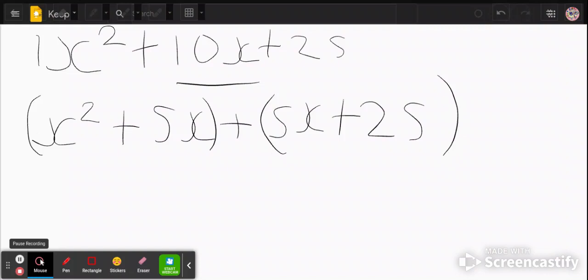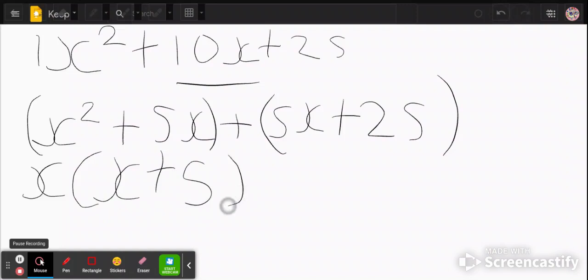So now, what is common to x squared plus 5x? X. So now we're going to divide. X into x squared goes x times, plus x into 5x, the x will cancel x, so that will just leave us with 5. And we're going to do the same in the second bracket. What is common to 5x plus 25? 5. So we're going to take out the 5. 5 into 5x will just leave us with x, plus 5 into 25 goes 5 times.